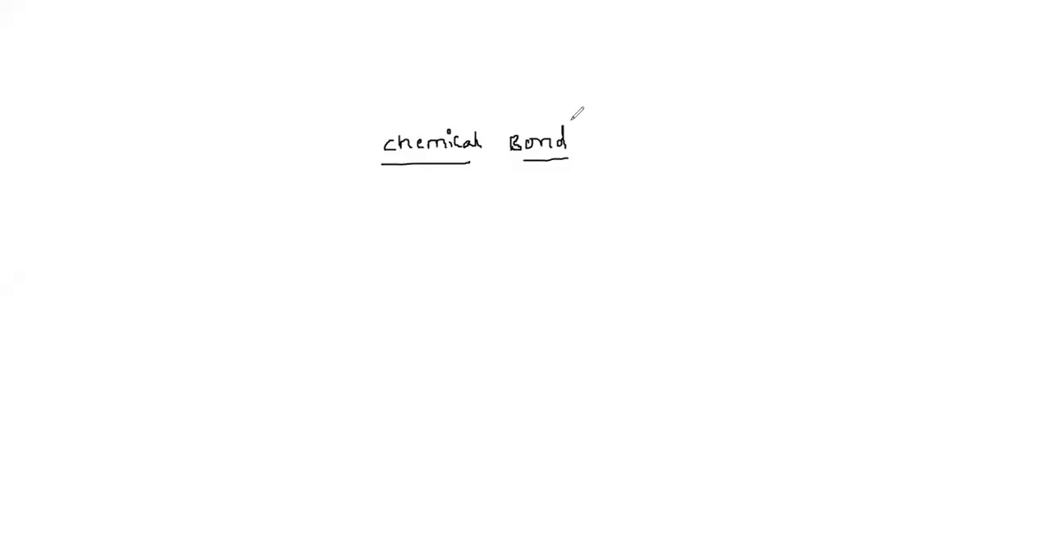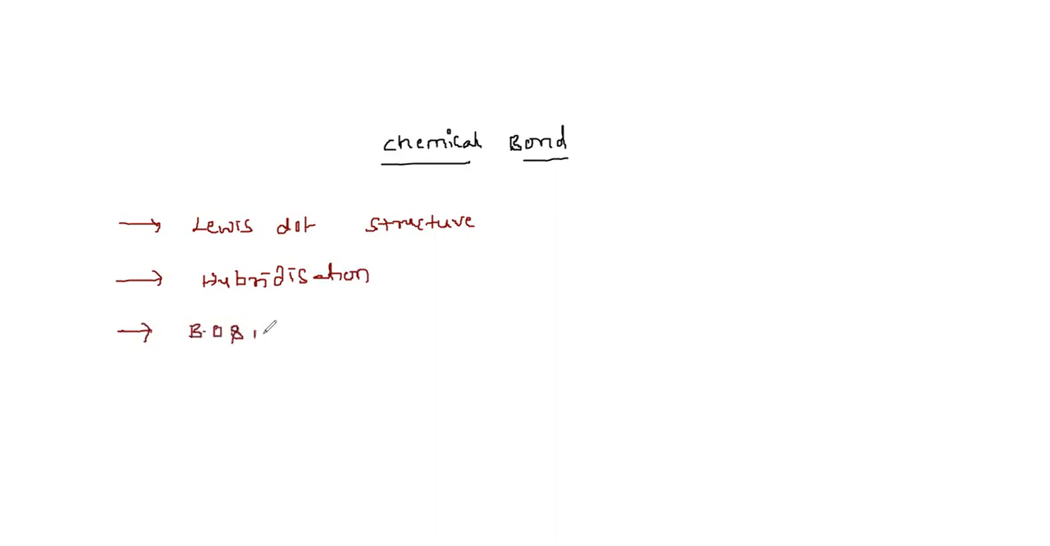In the chemical bonding chapter, there are four important topics. One is Lewis dot structure. Then another one is hybridization. Then another one is bond order and magnetic properties.